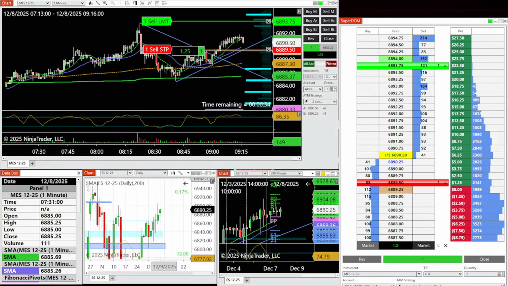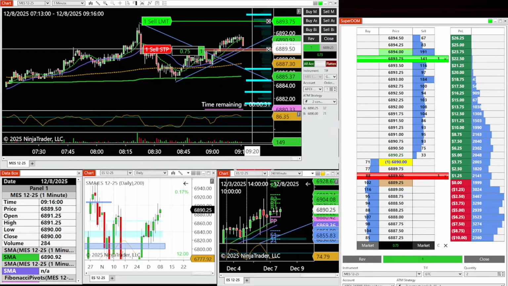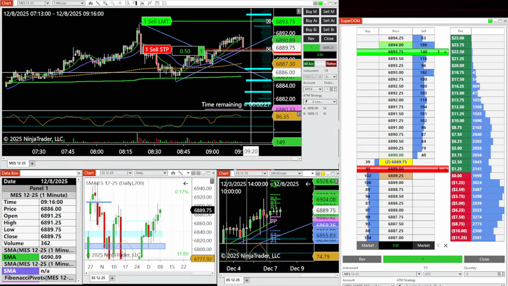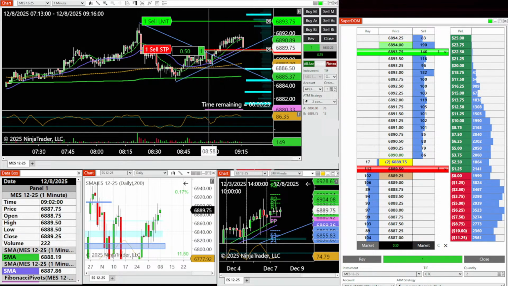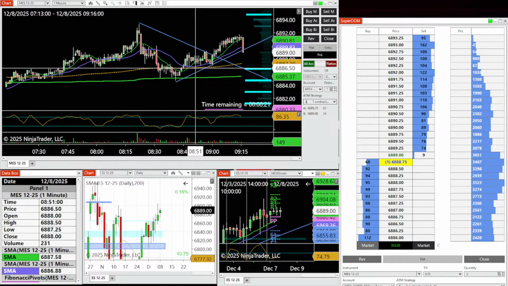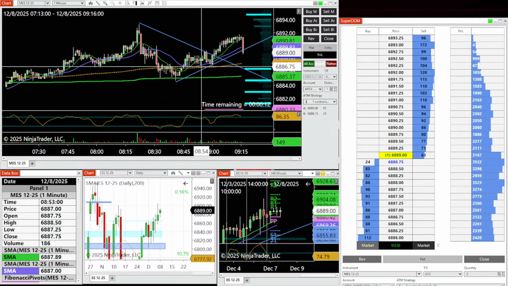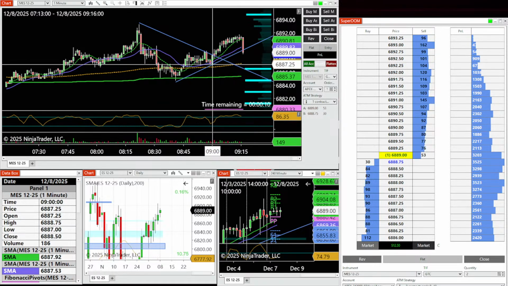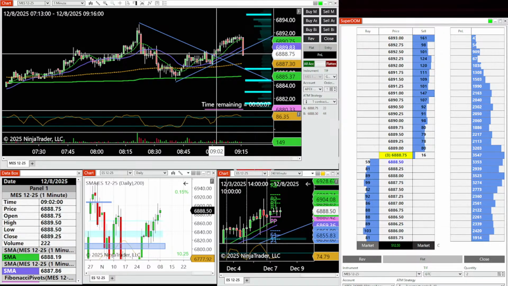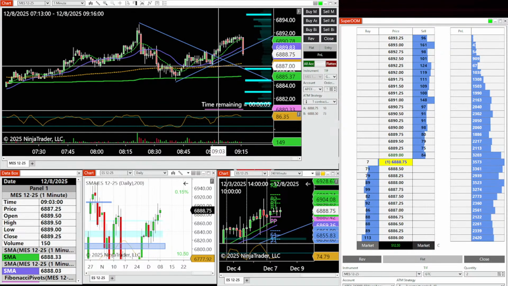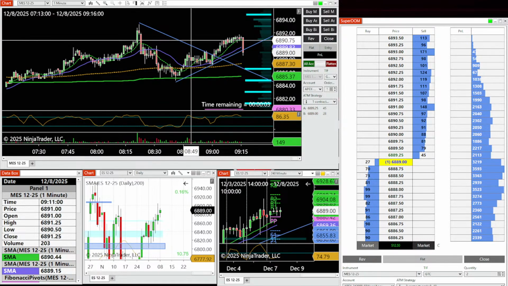My good mic. Okay, so we may come back and get out at break even before the second target is hit. It's 9:15, market open up. So I got in on this right here, this pullback and this break. Got in around this break and this pop here. So we rolled over.